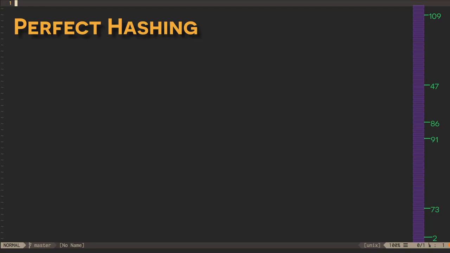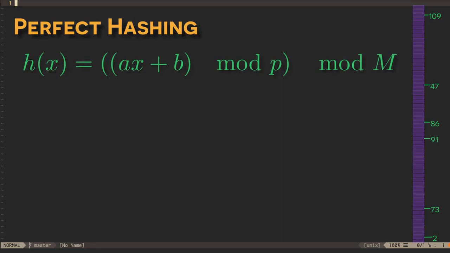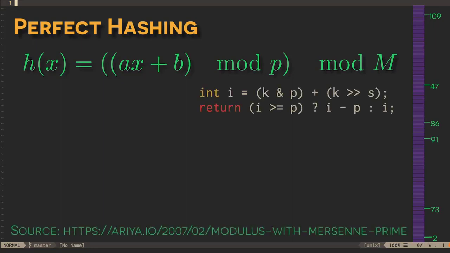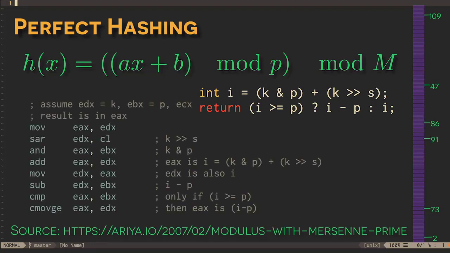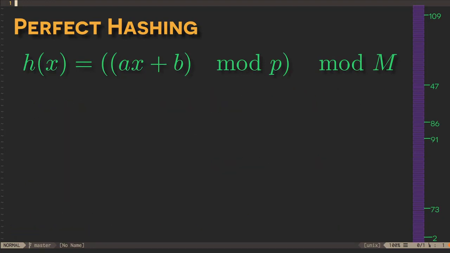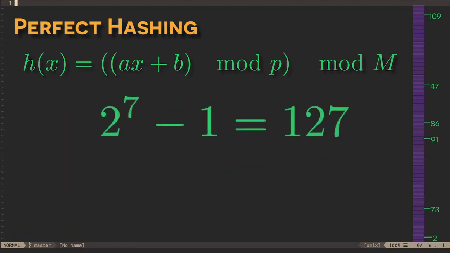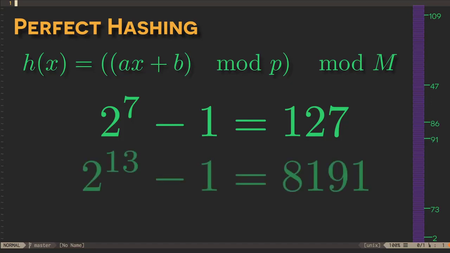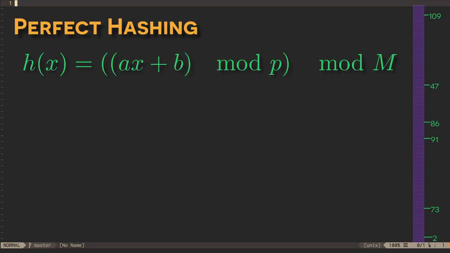By choosing random parameters for the expression (ax + b) mod p mod m, where m is the size of the table and p is a prime number larger than m. It can be very efficient to compute the modulus of p if p is a Mersenne prime, which is a prime number that's 1 less than a power of 2. For example, 2^7 - 1 is a prime number, as is 2^13 - 1. So, given a value of m, we can choose p to be the next largest Mersenne prime, leaving just a and b for random selection.